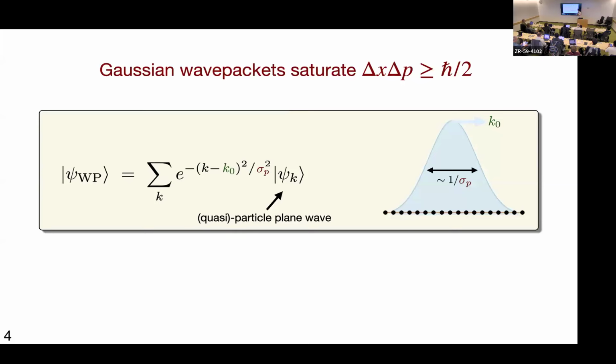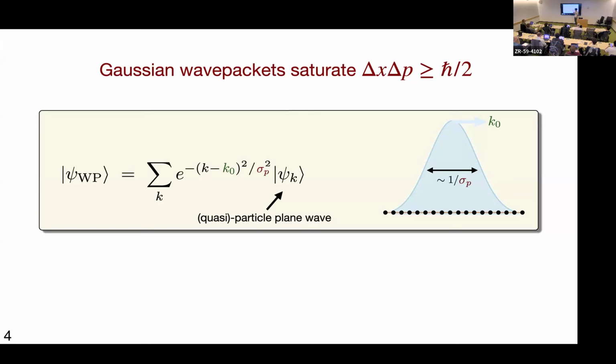Okay, so more precisely, the wave packets that we'll be considering are these Gaussian wave packets. These are wave functions that saturate Heisenberg's uncertainty principle. So uncertainty in x times uncertainty in p is bounded by h bar over 2. This is the best object that we can have that both has a well-defined position and a well-defined momentum. As a wave function, it looks something like this.